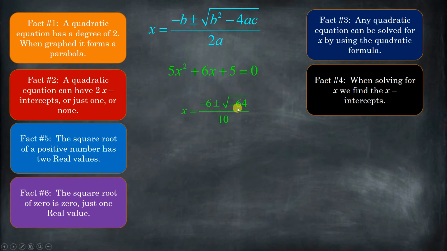Square root of a negative is imaginary. Square root of 64 is 8. So this is plus or minus 8i. Once again, write it all out. Plus and a minus, right? It's negative 6 plus 8i divided by 10.